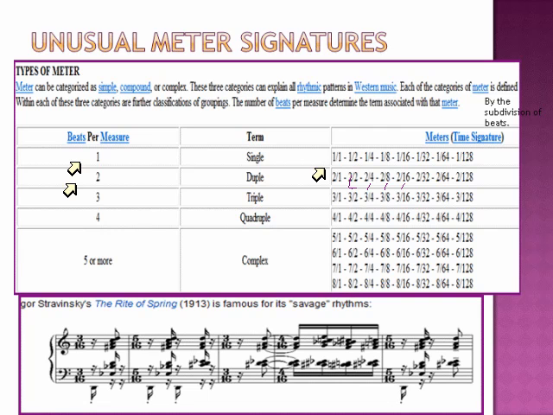The one that I did not go through right here, which is pretty common, is when there is a meter signature that has 2 on the bottom for a half note. I'm just going to write one right here.